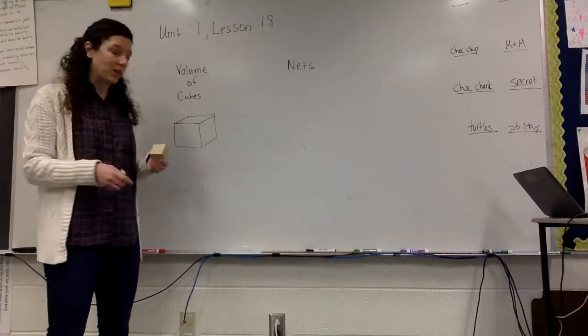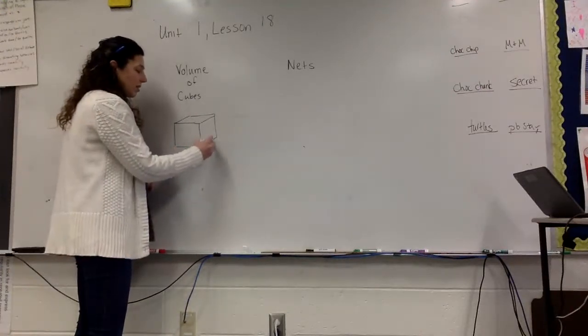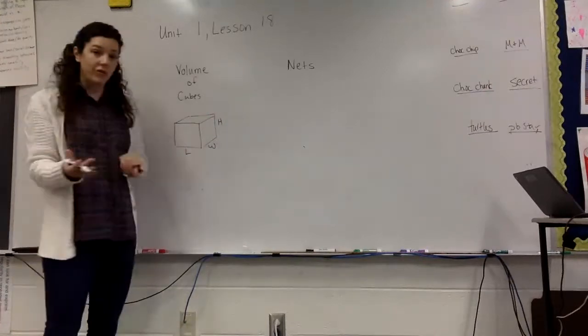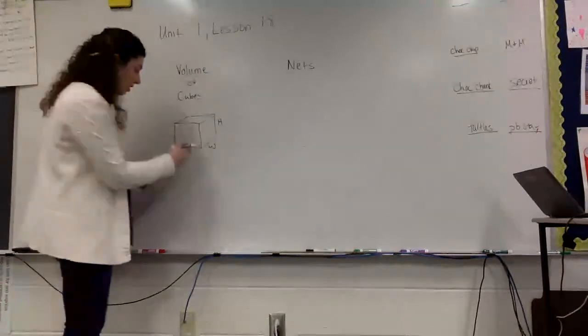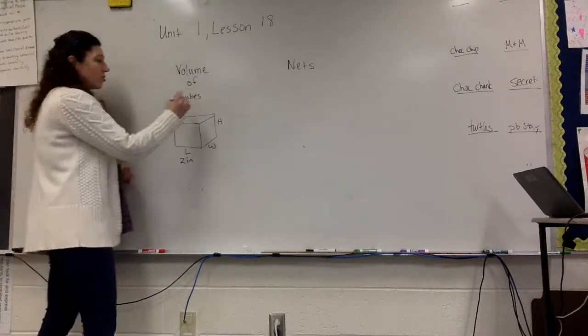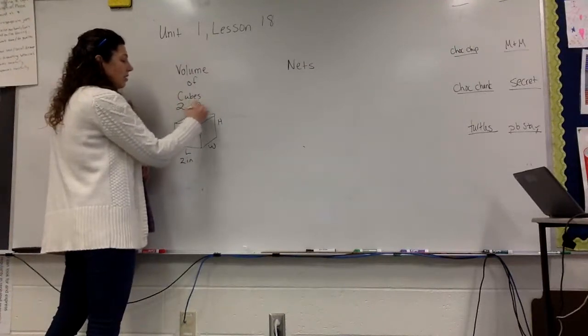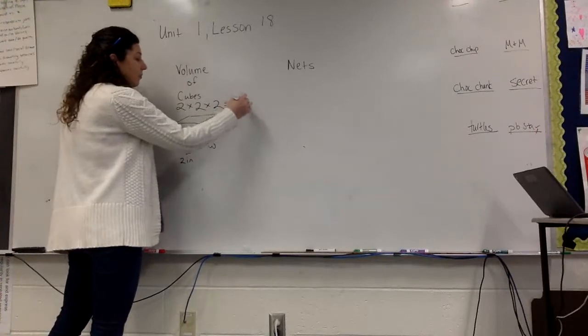Volume, something we've done before, right? We would take our length times our width times our height. All of those numbers would be the same thing. So if I had a 2-inch cube, all of my dimensions are 2 inches. So I would find the volume by doing 2 times 2 times 2, which is 8.